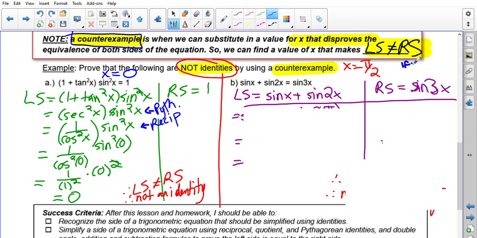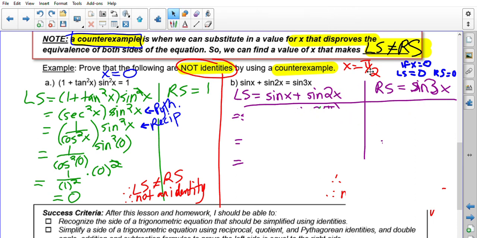If you let x equal 0, your left side is going to be sine 0 plus sine 2 times 0, so that's 0 plus 0. And then your right side is going to be sine of 3 times 0, so that's just sine of 0. So you get left side equals right side. This is not good because this is not a counterexample, right? What this means is that if I were to graph the left side and right side, I just found out that they would intersect when x was 0. That just happens to be a point of intersection. So I need to test another angle value so that I can disprove it.